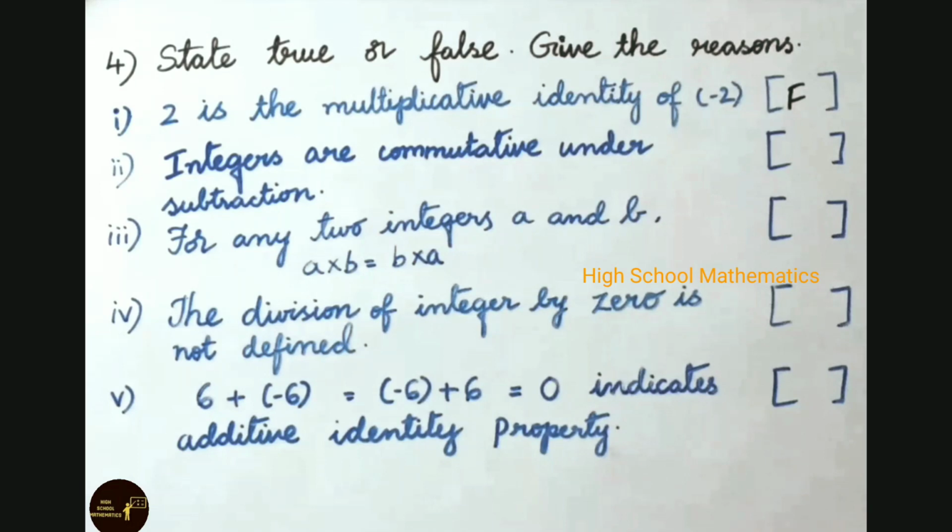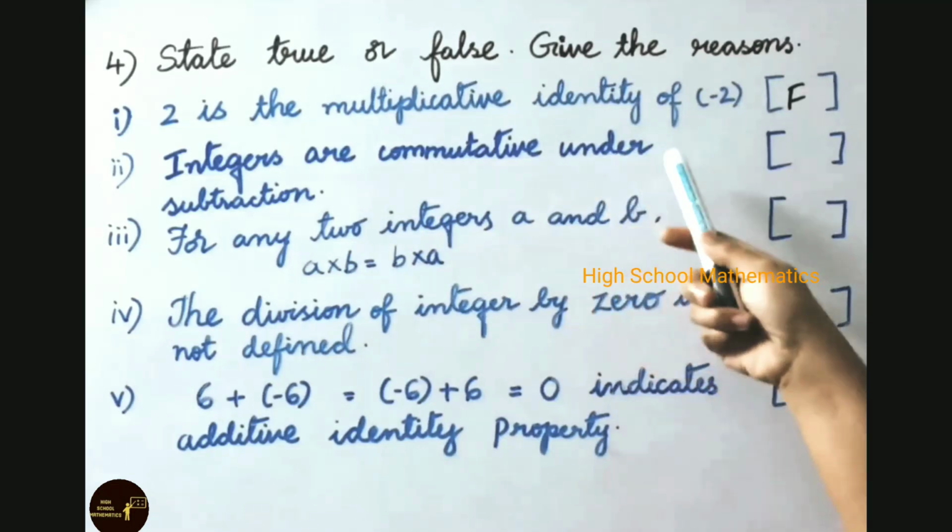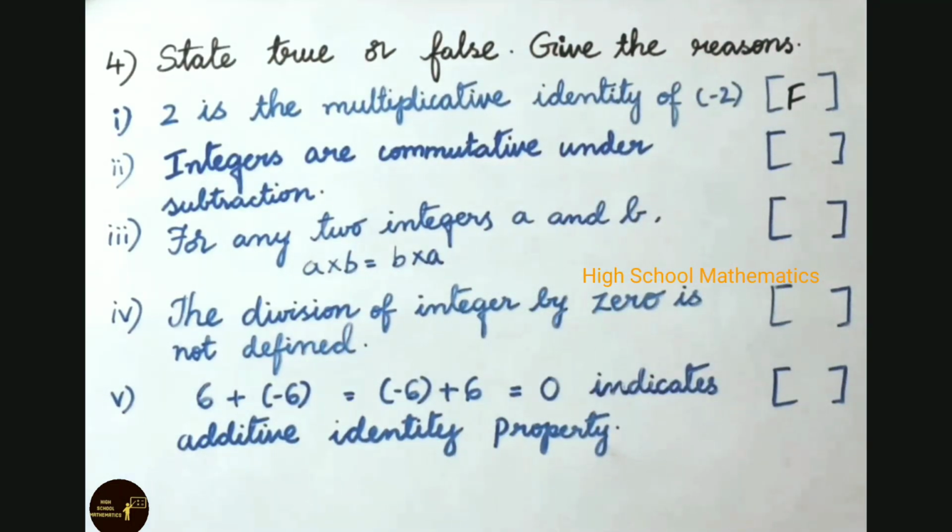See now the second one, integers are commutative under subtraction. We know integers are commutative under addition and multiplication only, but they have given here integers are commutative under subtraction. So the given statement is false here.